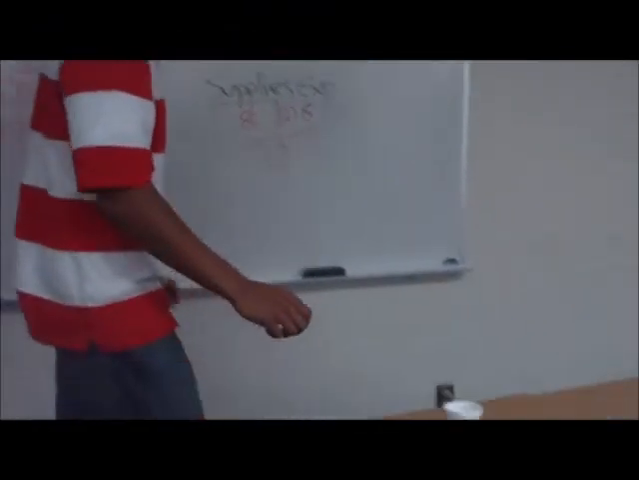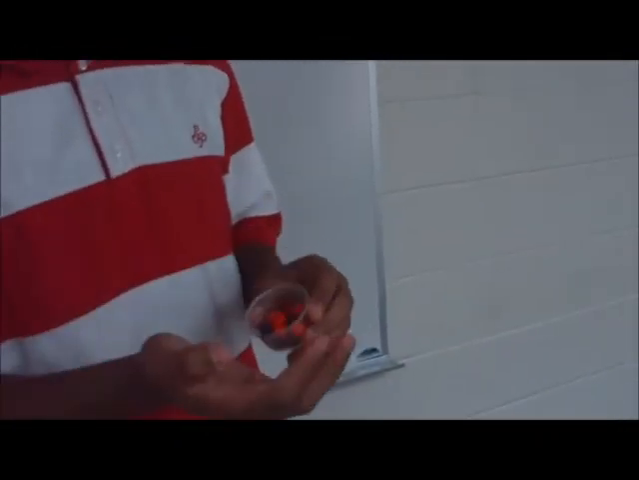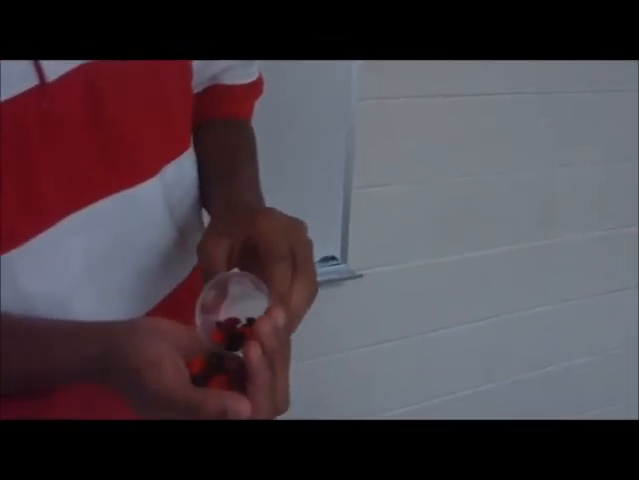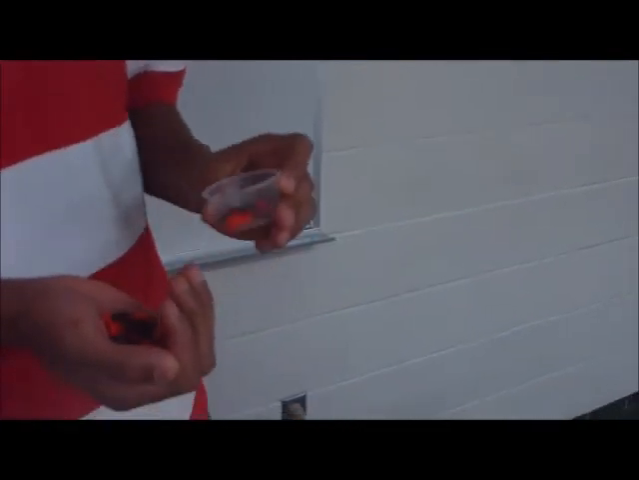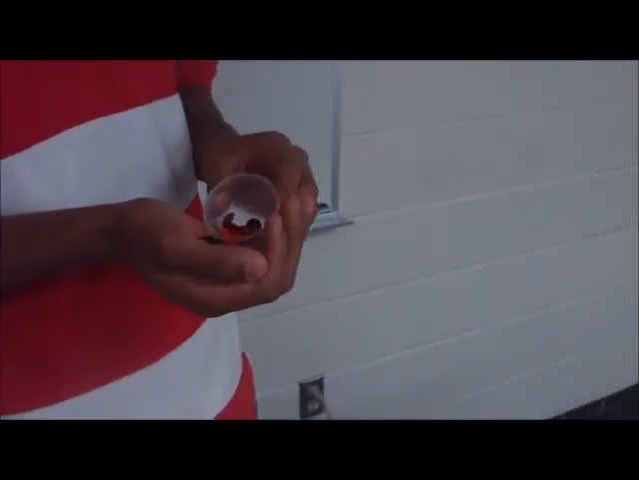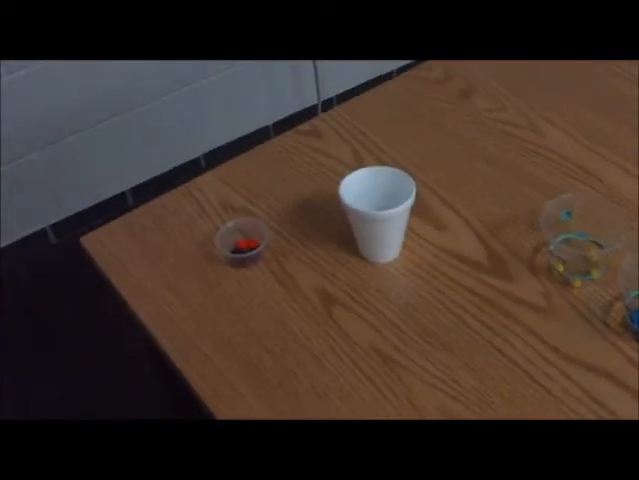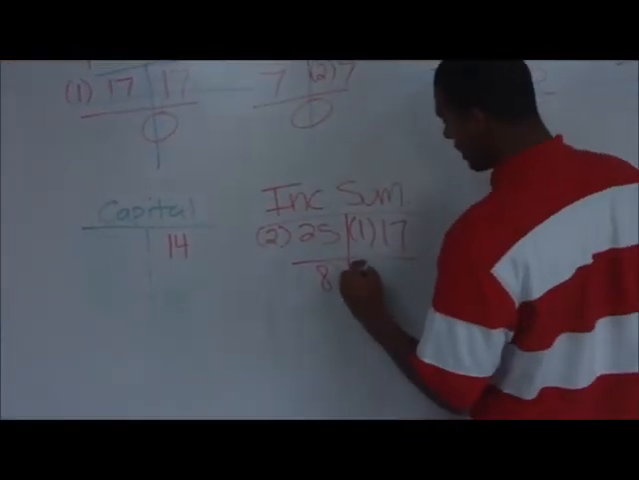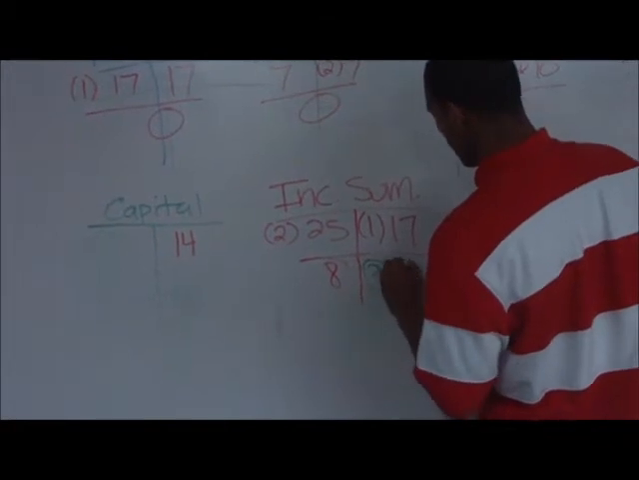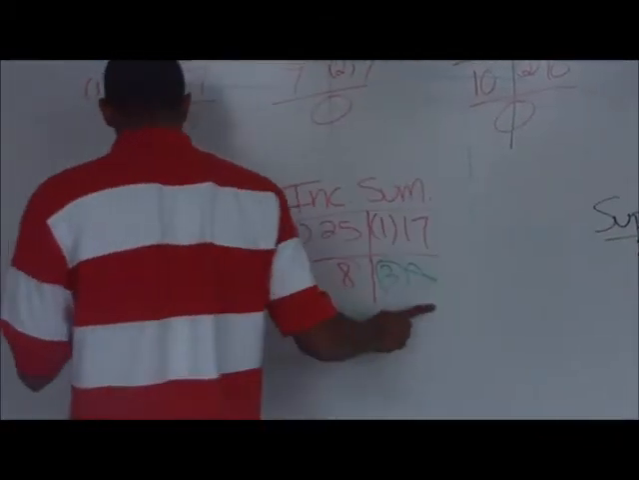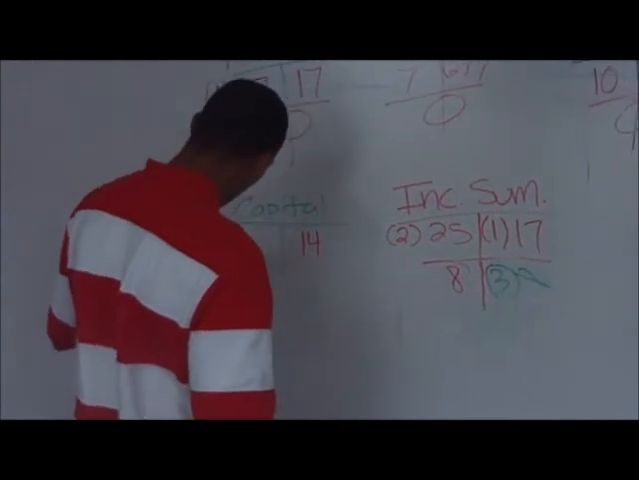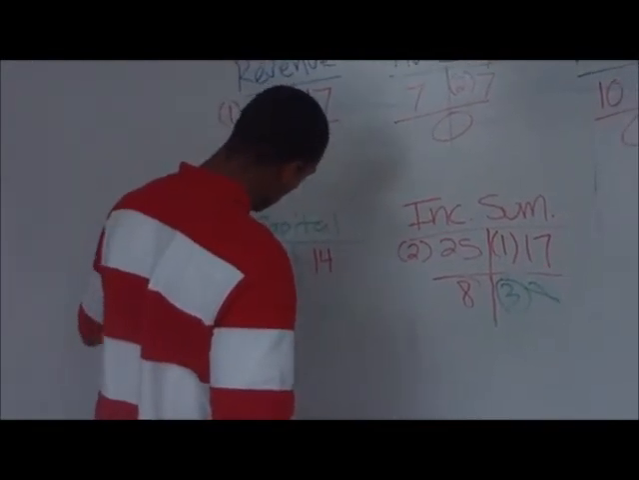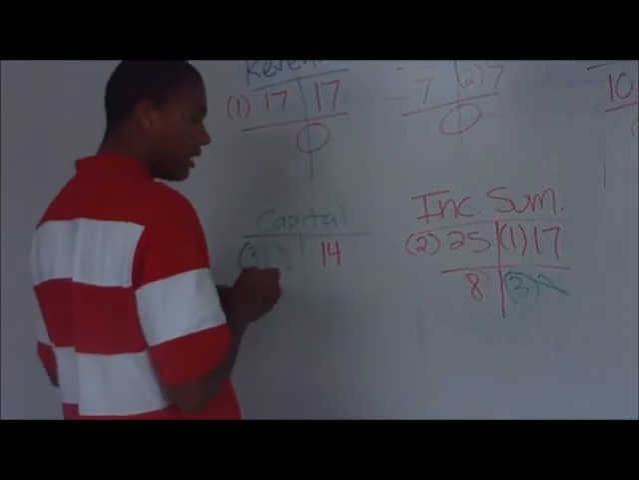All you do is you take 17 out of the income summary credit side. So take 17 out of here. And you should have 8 left. And then you want to close out this 8, so you put 8 on the credit side. And you have to debit it on the capital. Debit it. 3, 8, 9. So you take out 8 out of here.